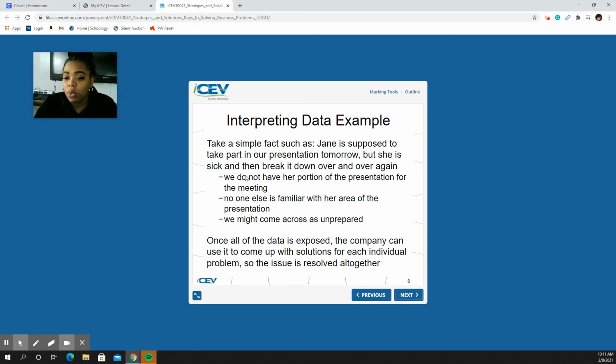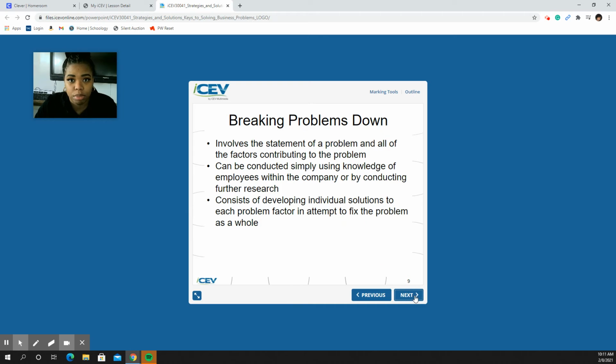So, Jane is sick. She can't do the presentation. They don't have her portion of the presentation. Nobody else knows her area of the presentation. They're going to look unprepared if they don't cover that part of the presentation. So you see how you break it down all the way to the very smallest portion of that problem.